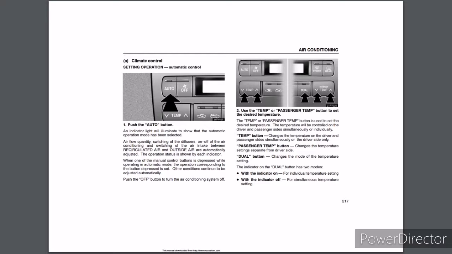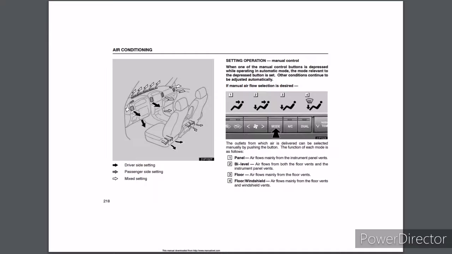Dual button changes the mode of the temperature setting. The indicator on the dual button has two modes, with the indicator on for individual temperature setting, with the indicator off for simultaneous temperature setting. Driver side setting, passenger side setting, and mixed setting.